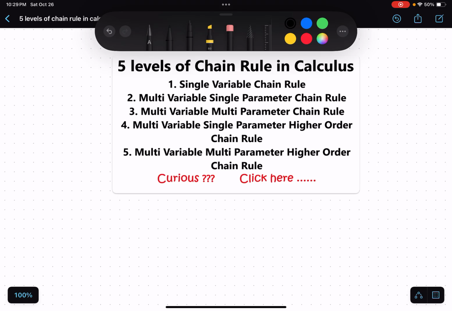And for all of these rules, I will try to give you the intuitions and understanding of how you can derive these formulas even if you forget them all, right? So I think that can help you rebuild the formulas later on by yourself. Okay, let's start now. First of all, single variable chain rule.